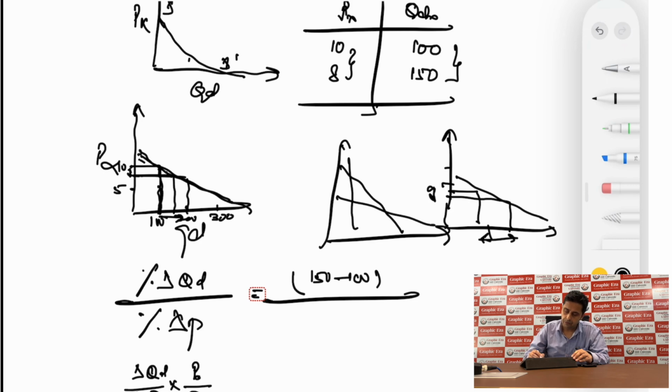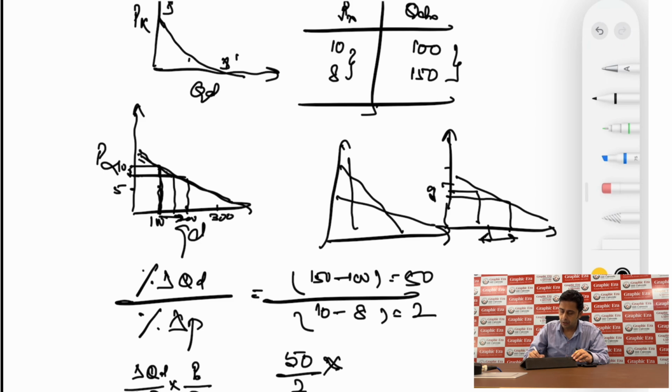So going by the same formula, this is 50. How much is the change in price? It is 10 minus 8, which is equal to 2. So what we see is that it's a change in quantity demanded of 50 against a change in price of 2.